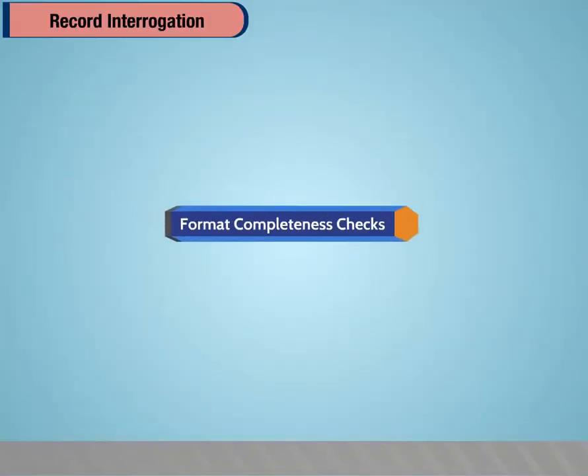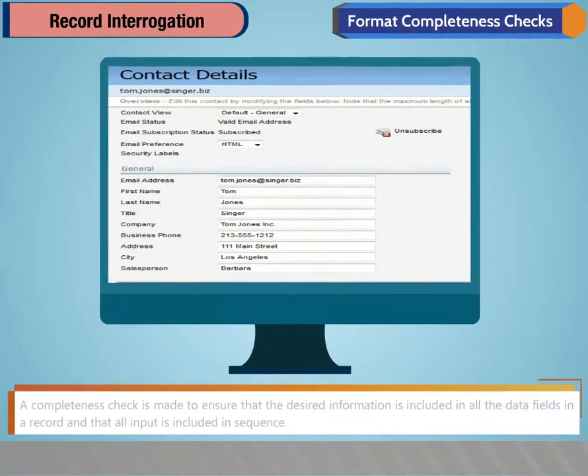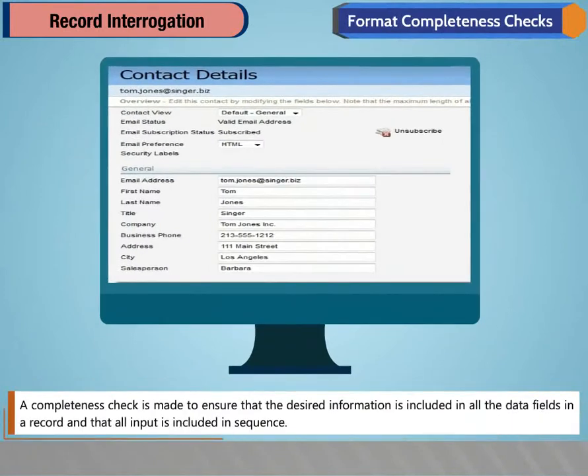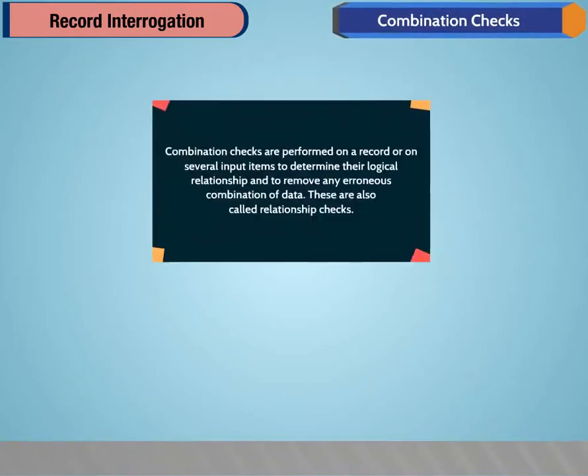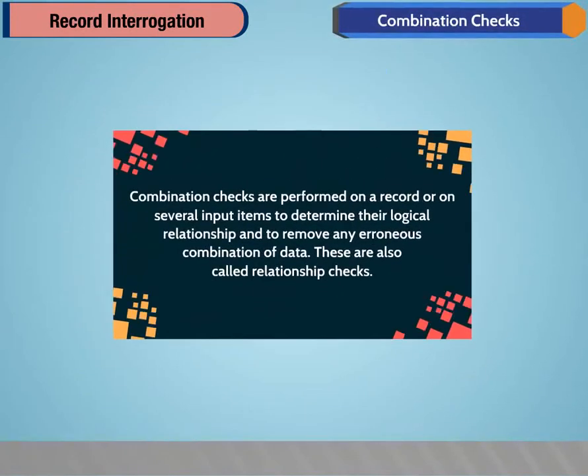Format completeness checks. A completeness check is made to ensure that the desired information is included in all the data fields in the record and that all input is included in sequence. Combination checks. Combination checks are performed on a record or on several input items to determine their logical relationship and to remove any erroneous combination of data. These are also called relationship checks.